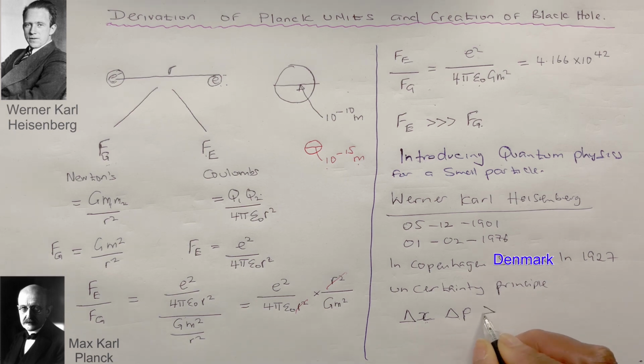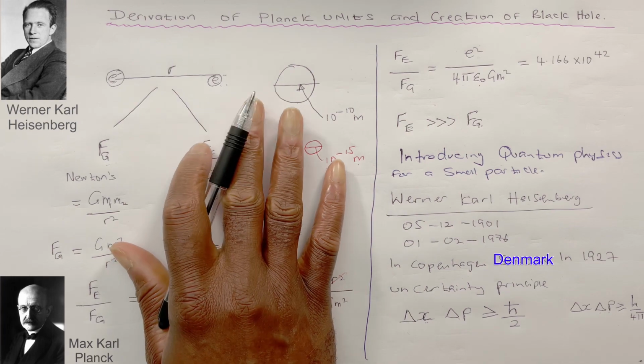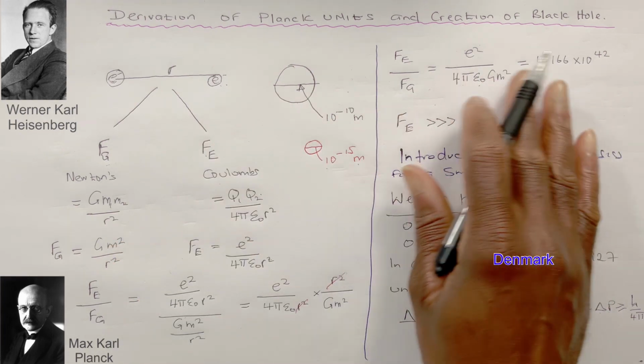And that is greater or equal to h bar. H bar is the reduced Planck constant over 2. Sometimes this is written as changing position, changing momentum, or uncertainty in position, uncertainty in momentum, greater or equal to h over 4 pi. Sometimes you may see it written like that or like this. So we're going to apply the uncertainty principle to this situation because we've applied classical physics and we realize that this is what we're getting.